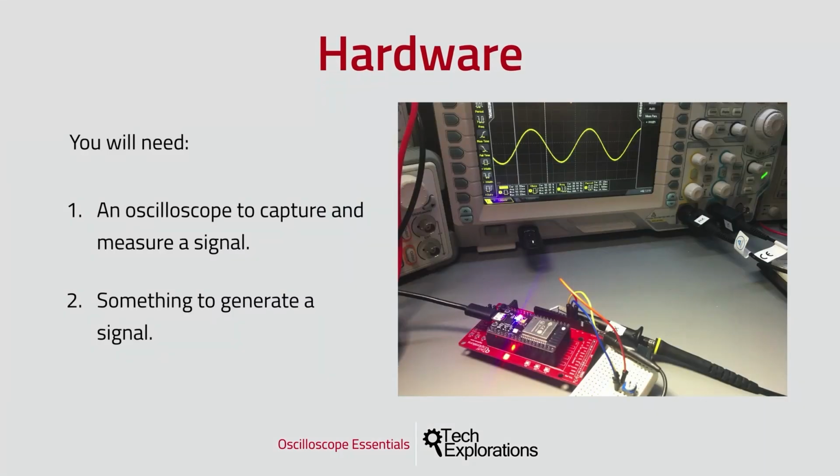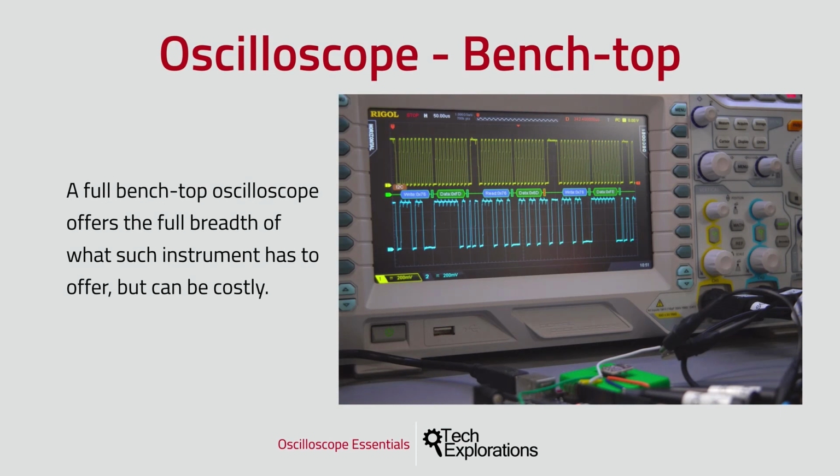So as I said, we are going to need two classes of hardware. First, the test instrument that this course is all about, an oscilloscope of some kind to capture and measure a signal. And then we'll need something to generate that test signal that we'll be working with in the oscilloscope. And we've got a few options in that regard. First of all, a closer look at the kinds of oscilloscope that I would recommend.